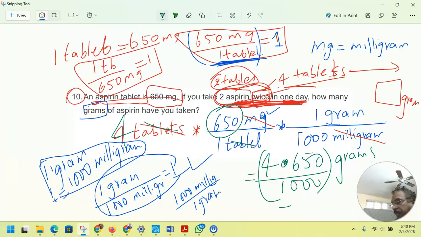So the answer for this, I want to confirm, is 2.6 grams on the calculator. The milligram can also be written as a shortcut, mg, like this. Yeah, I think I already wrote that here, right?